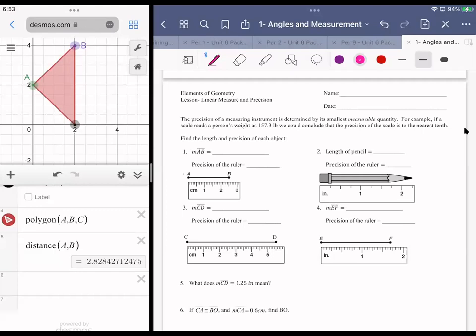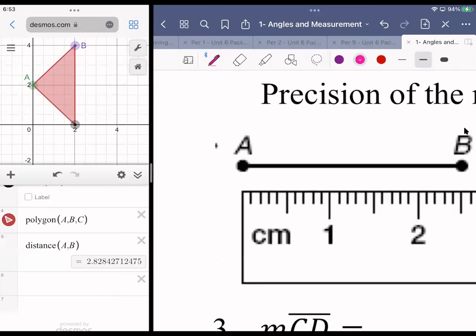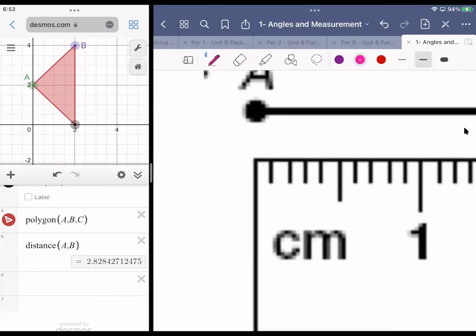What's the smallest little increment that you could have? That's what we talk about in terms of the precision of the ruler. So when I look at number one, I'm looking at just that first little tick mark and asking myself, what is that one worth? What is the value of that first little tick mark? That's the scale. That's the precision of the ruler, right?